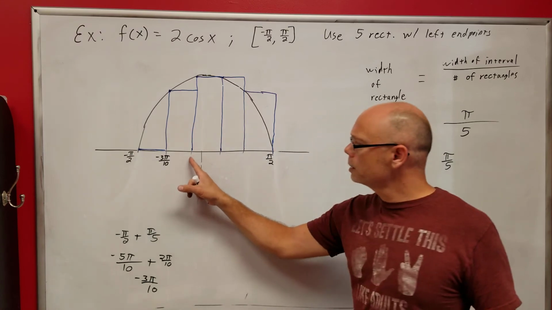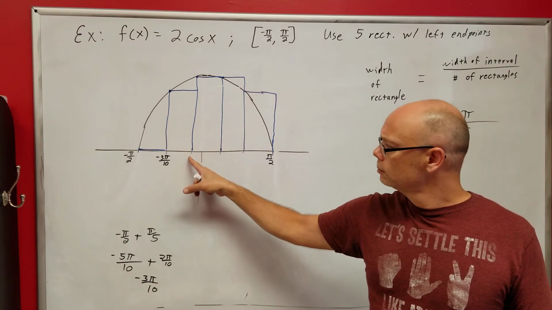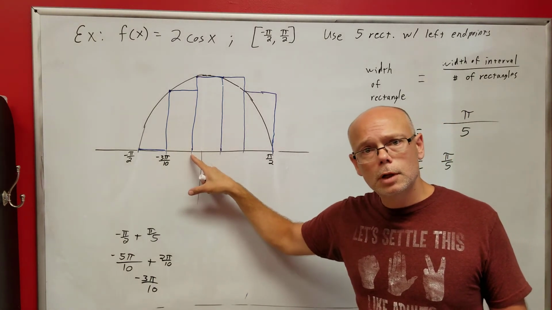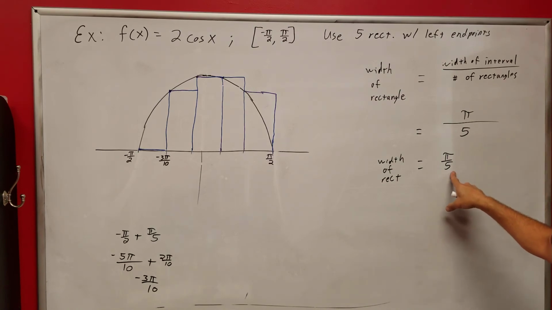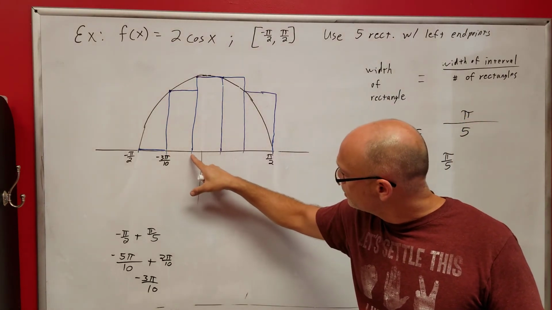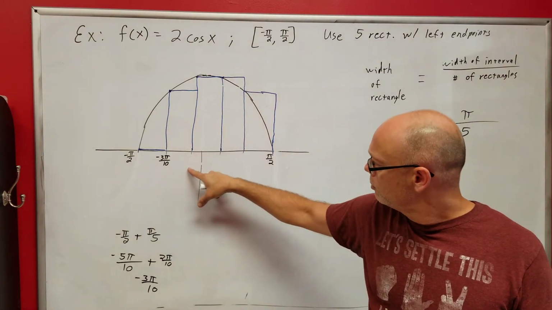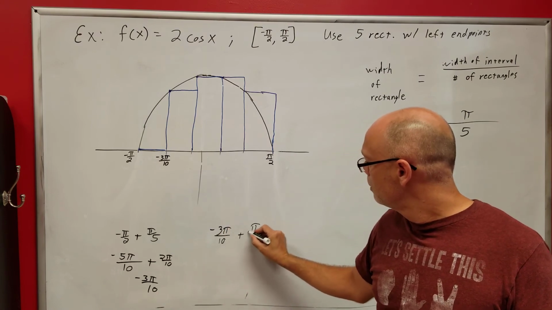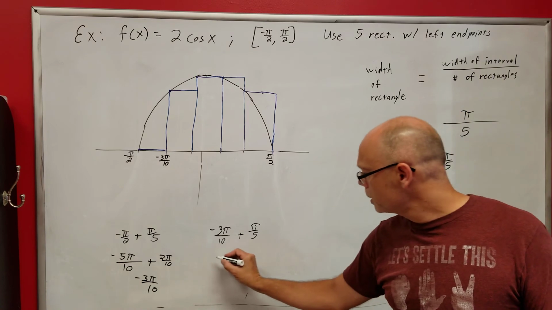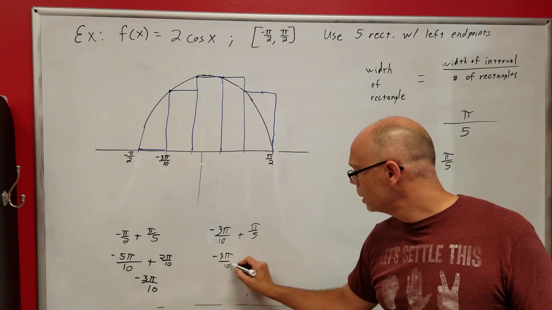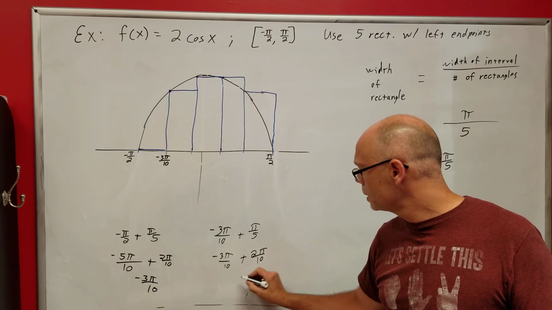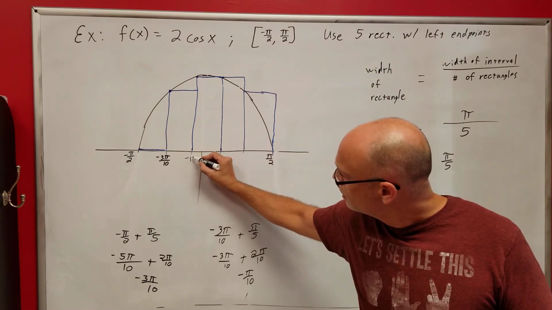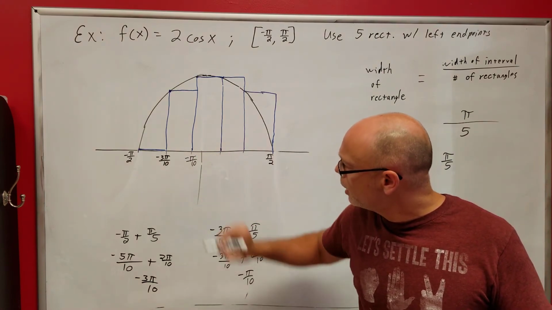So now how do I find this point right here? Well, it's negative 3 pi over 10 plus this much more, right? How much is that much more? The width of the rectangle, which is pi over 5. So to find this point here, I would say negative 3 pi over 10 plus pi over 5. Well, what does that give me? Negative 3 pi over 10 plus 2 pi over 10. What does that give me? Negative pi over 10. So this point is negative pi over 10.